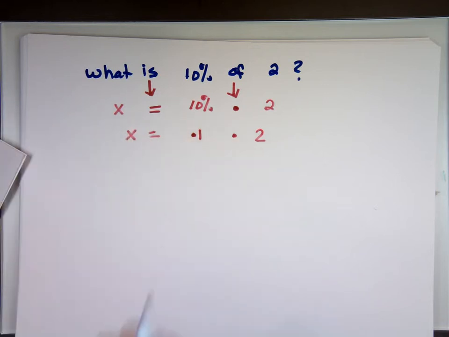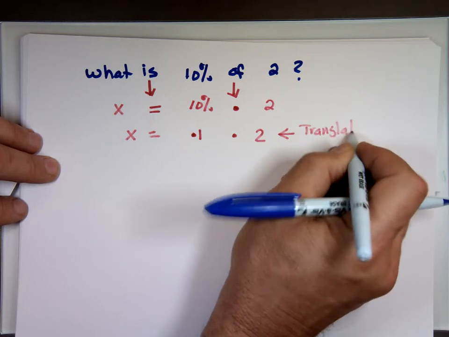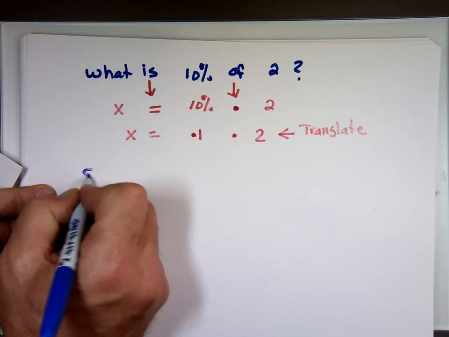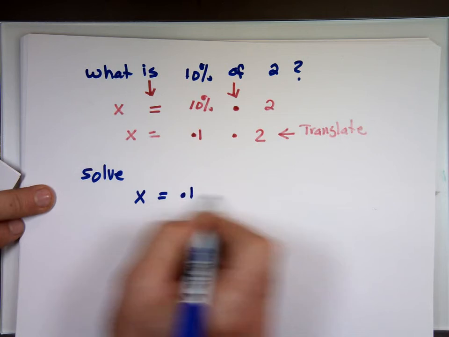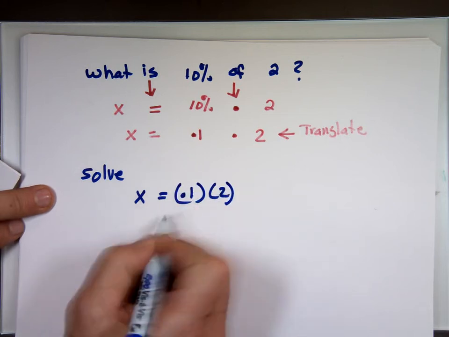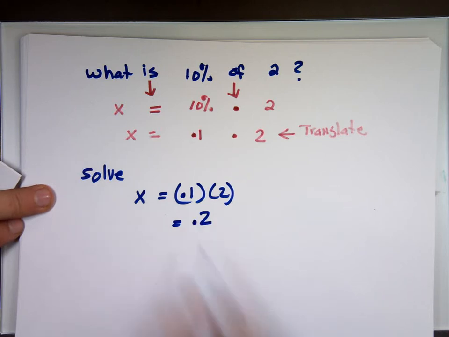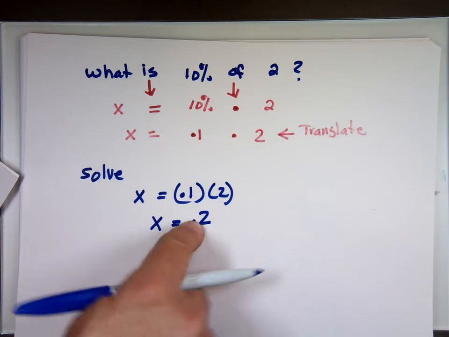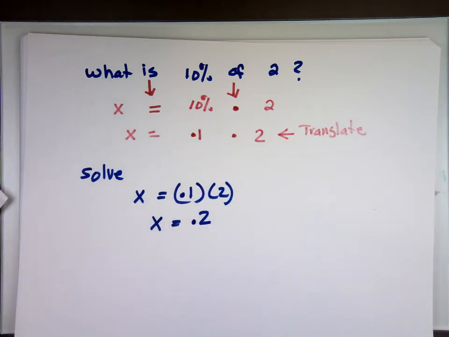If they say translate, that's where you stop. If they say solve it now, then you're going to continue. You go X equals what? 0.1 times 2. Let's multiply them. What's 1 times 2? Move the decimal point how many places? So if they said solve, you go this far. If they said translate, you stop there. You'll see both. I'm looking at your book, they have them both.